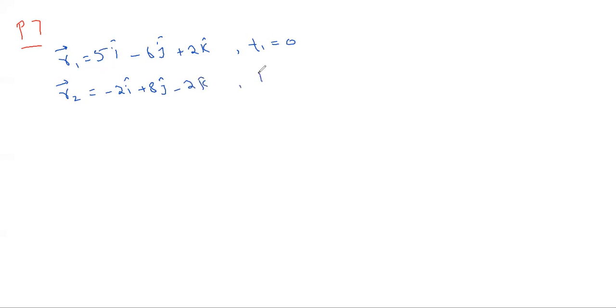In problem number 7, you are given the position vector r1, 5 i minus 6 j plus 2 k when t1 equals 0 seconds, and r2, minus 2 i plus 8 j hat minus 2 k after 10 seconds, and you have to calculate the average velocity.